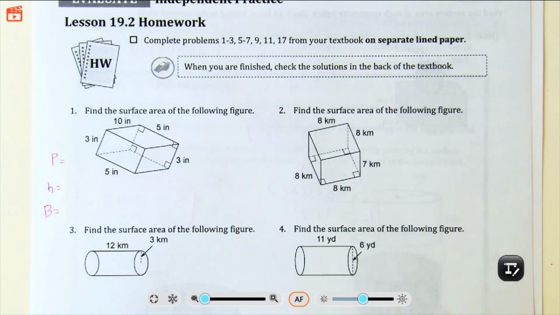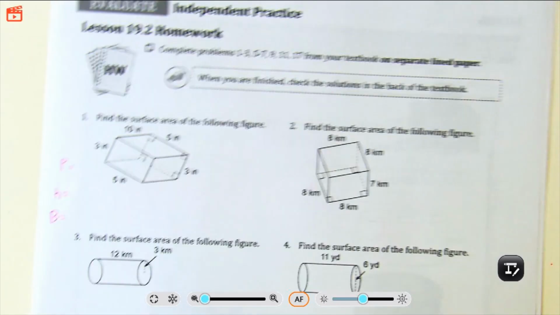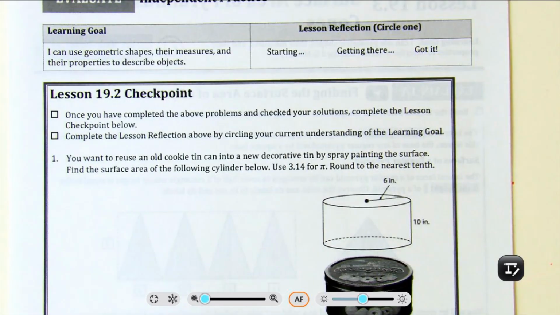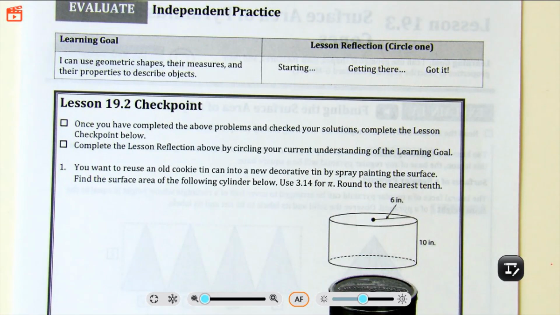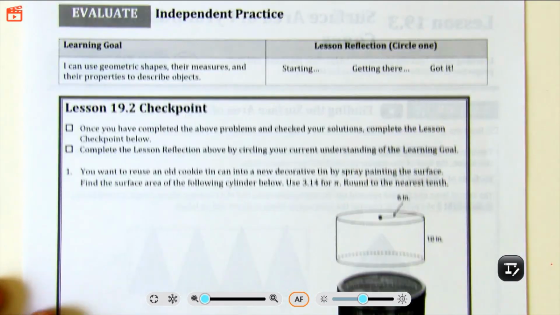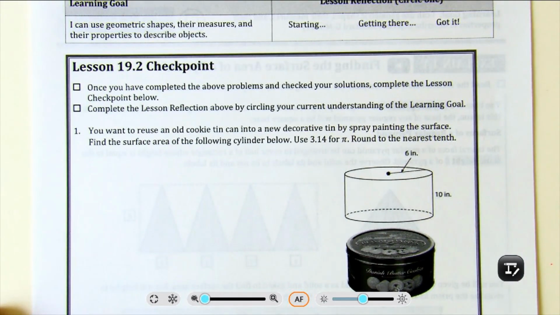After you finish 19.2 homework, you will be given the 19.2 checkpoint and find the surface area of these figures. And that completes this lesson.